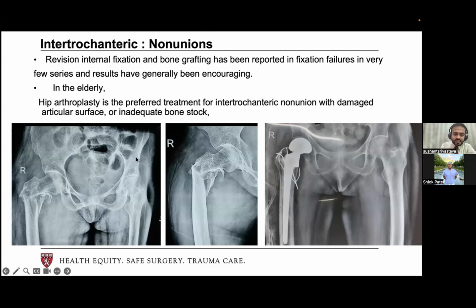So we had this case of a female who came to us within 6 months, and this was a sort of a non-union, wherein we went in and did a bipolar hemiarthroplasty with K-wire holding the GT, which we did not shave off completely, with the help of a cerclage wire.